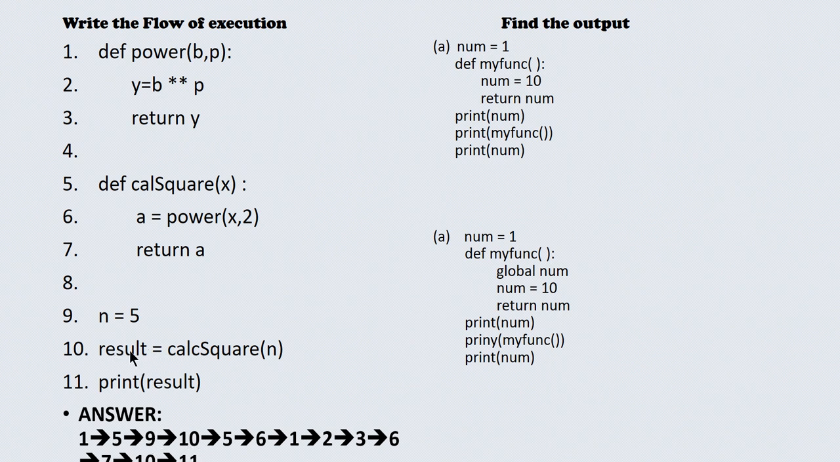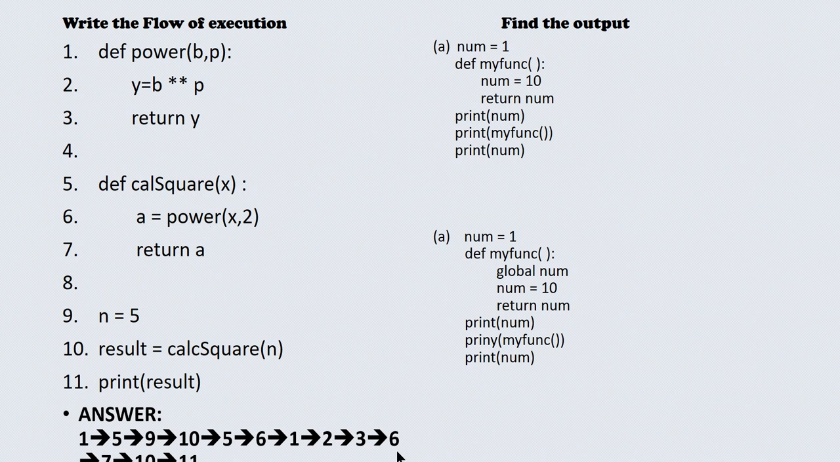So while executing 10, there is a function call statement, so it will go to line number 5, 6. While executing 6, there is a function call statement. Again it will go back to the power function, so it will execute 1, 2, 3. There is a return statement, so when there is a return statement it will come back to the same step. So the power of x comma 2 will be replaced with the answer.